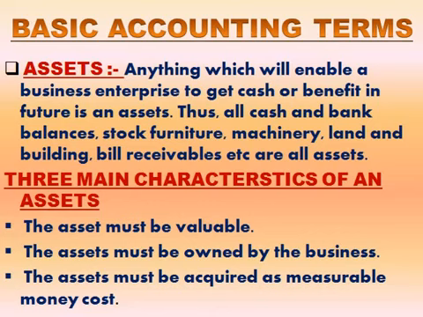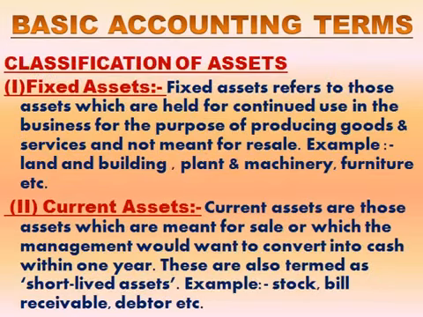The three main characteristics of assets are: asset must be valuable, asset must be owned by the business, asset must be acquired at a measurable money cost. Next is classification of asset. In this first we will discuss about fixed asset. Fixed assets refer to those assets which are held for continued use in the business for the purpose of producing goods and service, and it is not meant for resale. For example, land and building, plant and machinery, furniture, motor vehicle, etc.